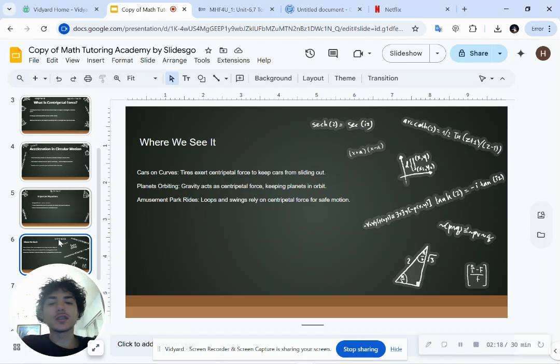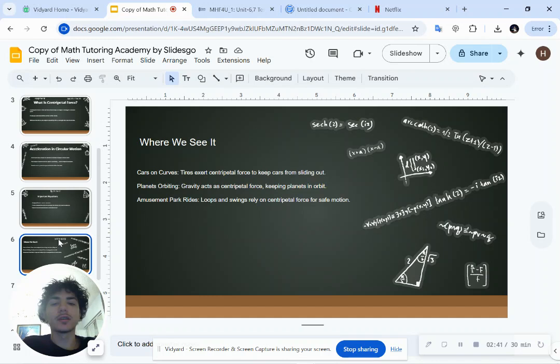Where do we see centripetal force? Cars on curves: the tires exert centripetal force to keep cars from sliding out. So to prevent the car from sliding out, they exert the centripetal force so it keeps on a straight path, and it's harder for it to slide out.